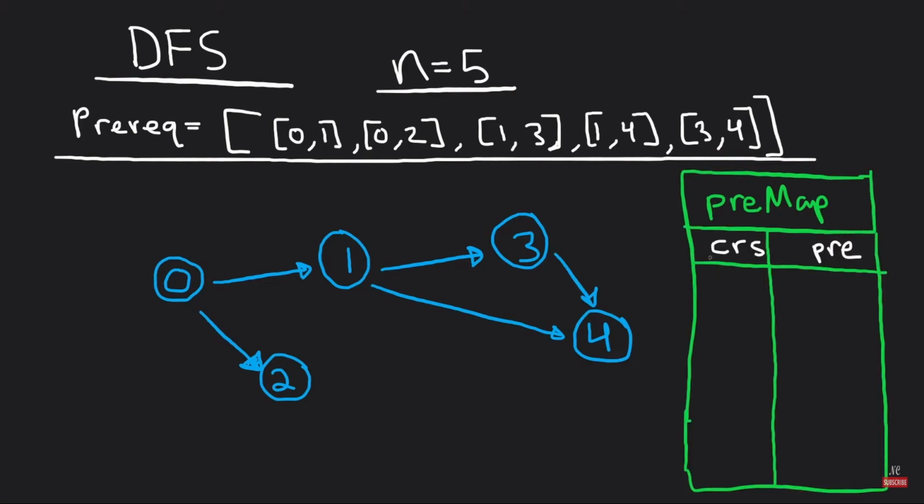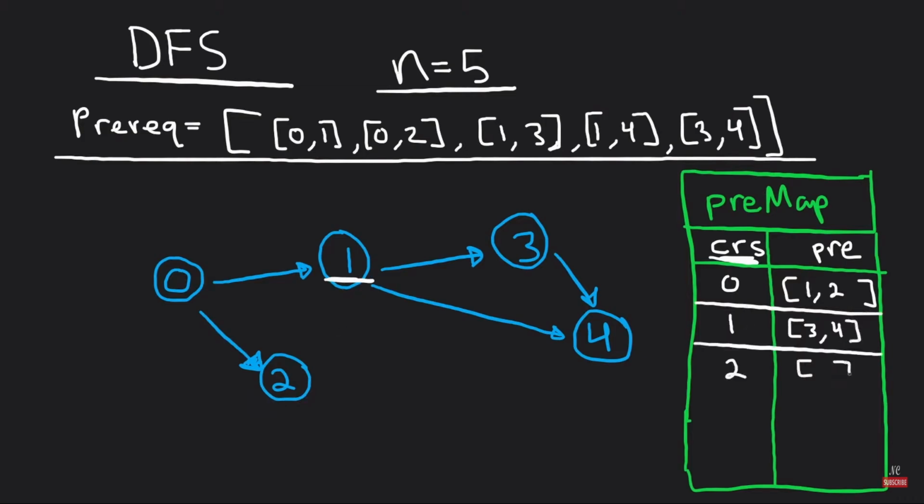So for each of our courses, we are going to have a list of all of its prerequisites. So for 0, we know 0 has 2 prerequisites, 1 and 2. And we're going to repeat that for every single course. So for 1, we know that 2 does not have any prerequisites, so we can just put an empty list over here. 4 also does not have any prerequisites, so we get another empty list.